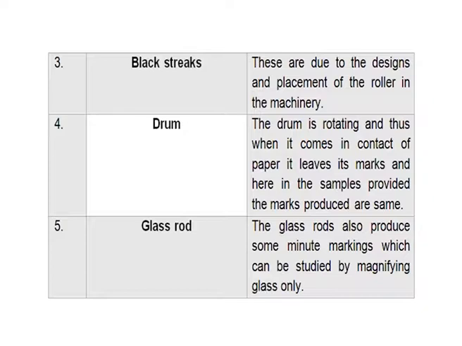The drum is rotating, and thus when it comes in contact with the paper, it leaves its marks, and in the samples shown, the marks produced are the same. And the last one is the glass rod. The glass rods also produce some minute markings which can be studied by a magnifying glass only.